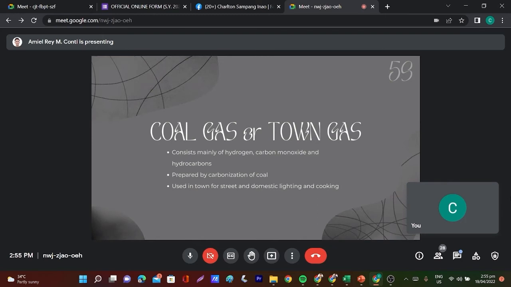Next is yung coal gas or town gas. Usually, binubuo lang siya ng hydrogen, carbon monoxide, and hydrocarbons. And nabuo siya by carbonization of coal. Ito yung ginagamit ng industry sa pagpapailaw dati or sa pagluluto ngayon. Next.